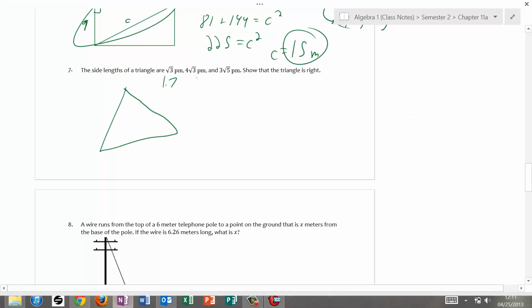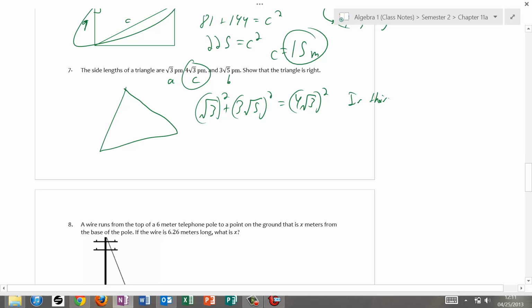So if we're going to call one of them c, that would have to be 4 radical 3. So I'm going to do a squared plus b squared equals c squared. We'll call this a, and we'll call that b. So I have radical 3 squared plus 3 radical 5 squared equals 4 radical 3 squared. And what we're trying to do is just see, is this true?